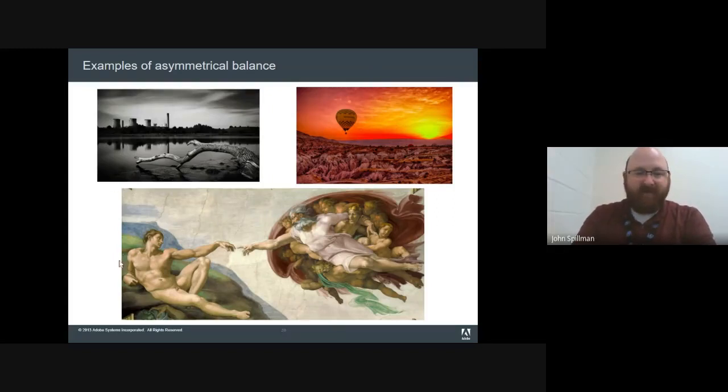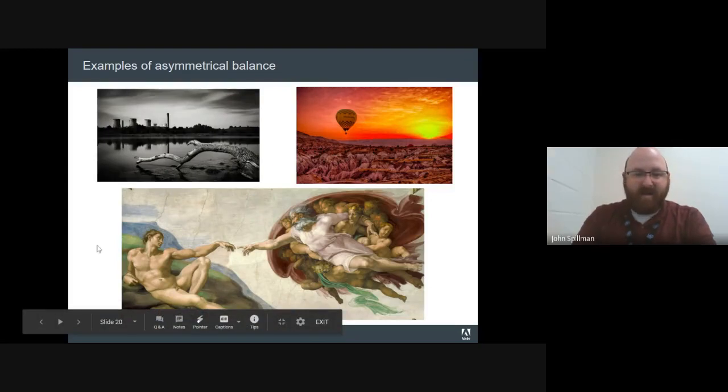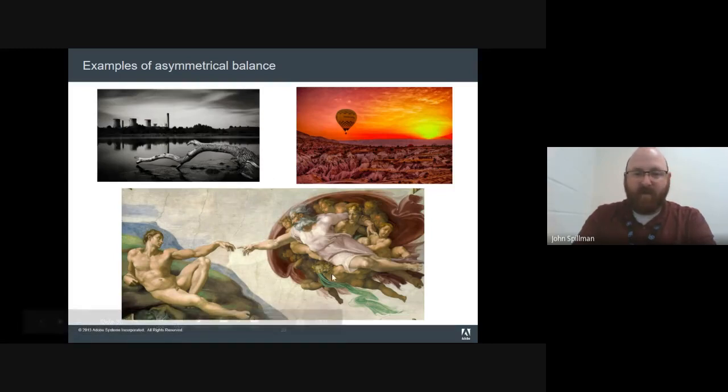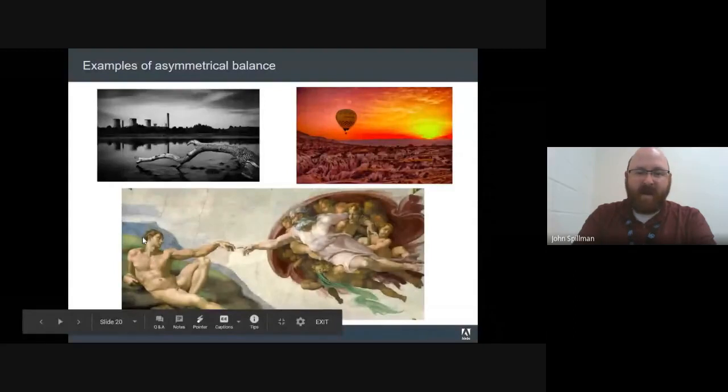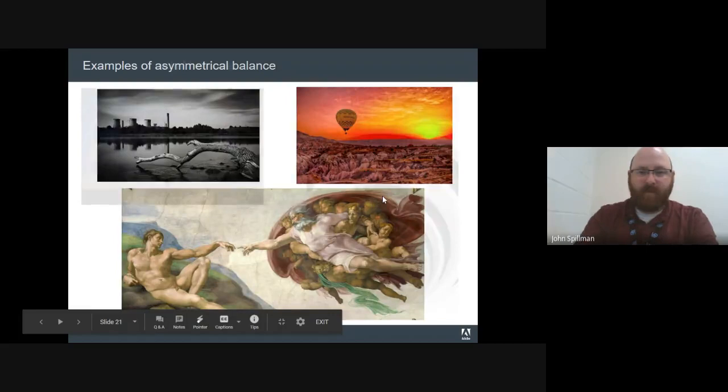And then lastly, we have this painting here, Sistine Chapel, God and Adam. Definitely asymmetrical balance, but we're balancing out our characters here with God kind of floating here, and then other angels with him, and then Adam in the landscape here definitely balance each other out when you think about it.